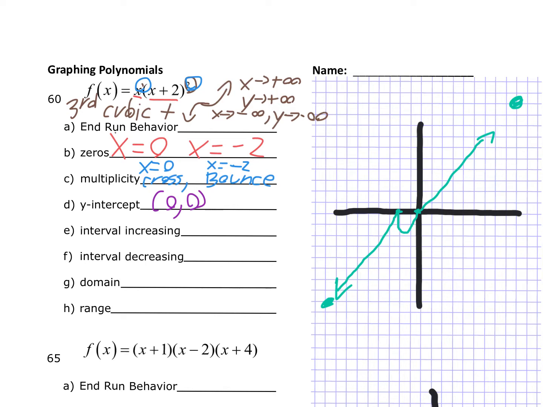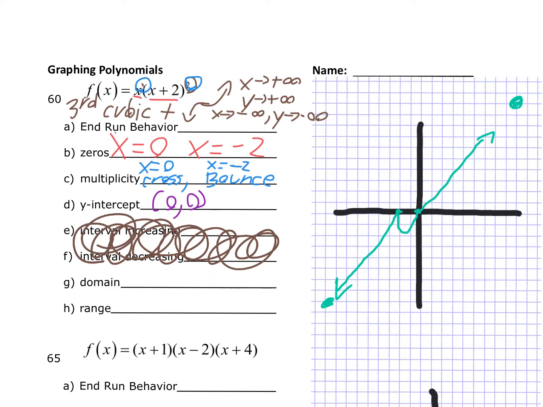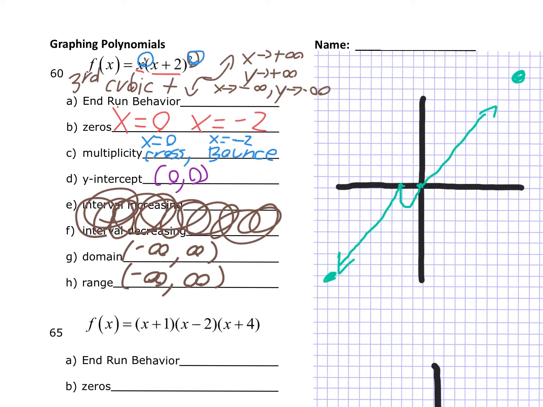Now because this is a general sketch, that means we can't actually solve for increasing or decreasing intervals, and that's okay. My domain, all polynomials have a domain of negative infinity to positive infinity. My range, because this is a cubic, or rather an odd-powered polynomial, I know my range is going to be negative infinity to positive infinity. Moving on to the next one.